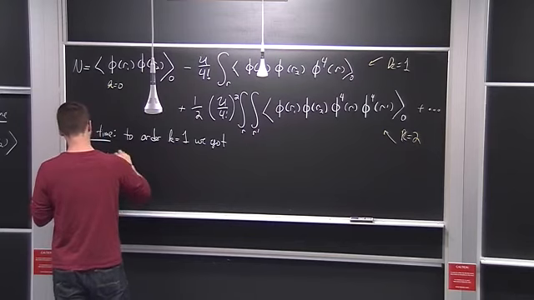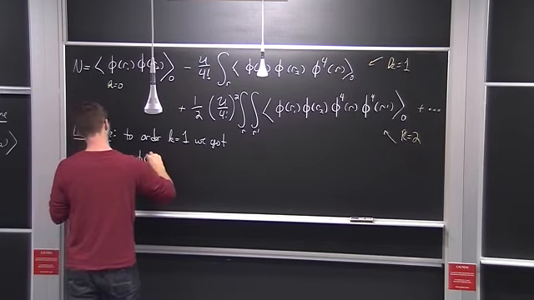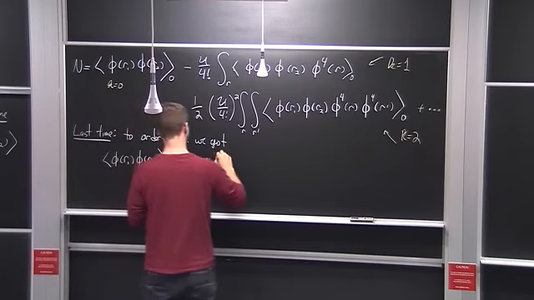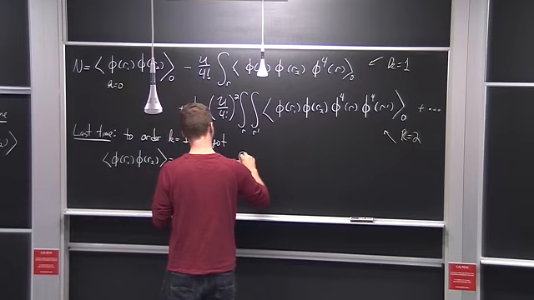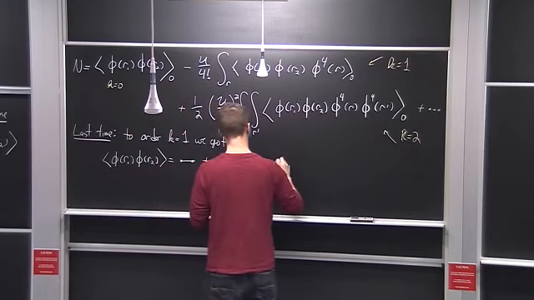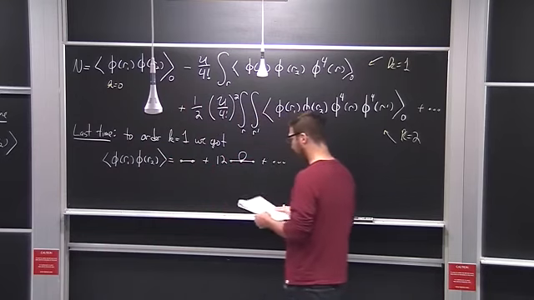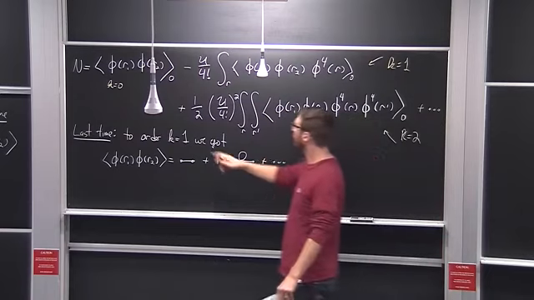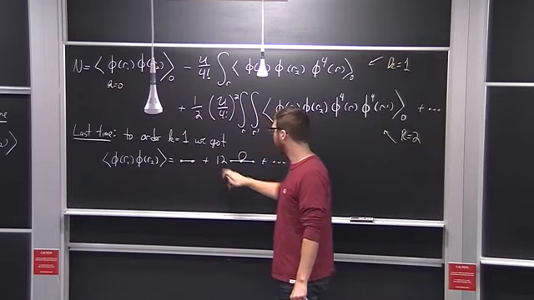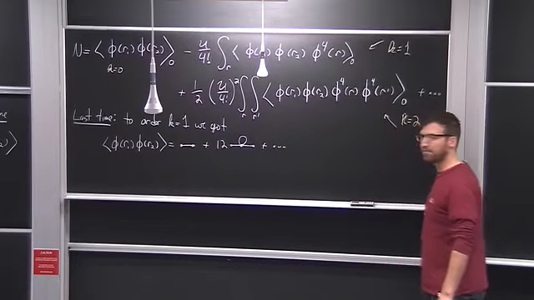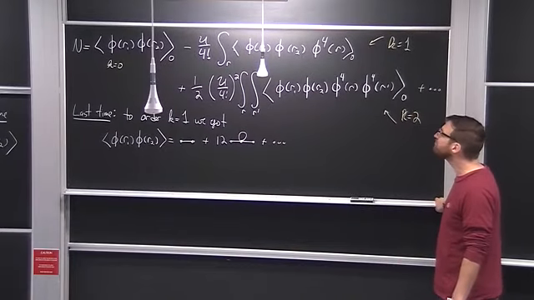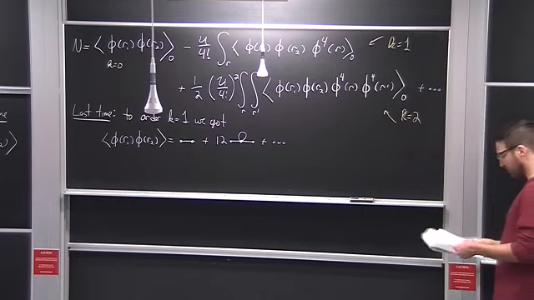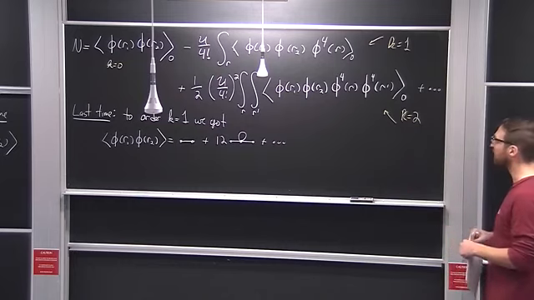So what do we get? We only got two graphs that survive. One is from the 0th order term, and one is the connected graph from the k equals 1 term. And we argued that all of these disconnected graphs canceled when you expanded the denominator. Okay.